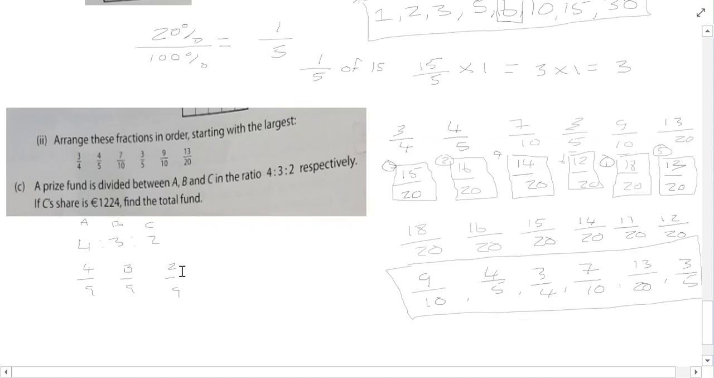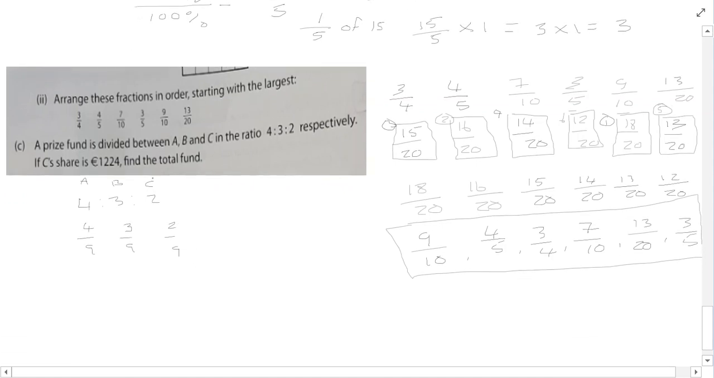Now we already know the value for 2 ninths. It tells us in the question that 2 ninths is 1,224. So now if 2 ninths is equal to that, what we want to figure out is what 9 ninths is. What we want to do is figure out what 1 ninth is. So 2 ninths is this, so 1 ninth is going to be equal to this number divided by 2.